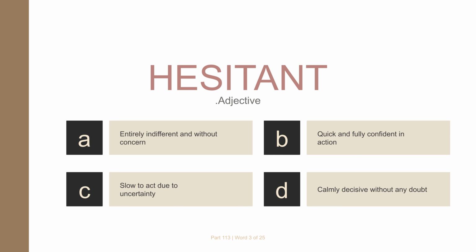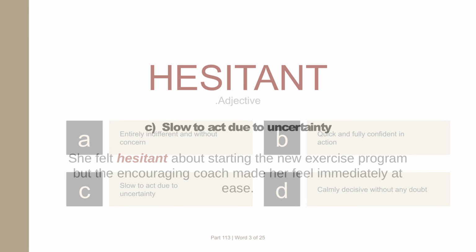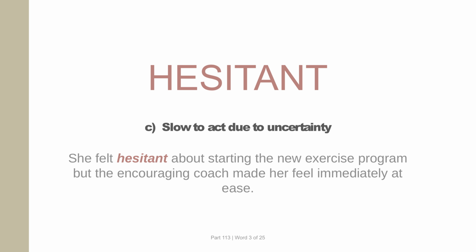Correct answer, option C. The correct meaning of hesitant is slow to act due to uncertainty. Example: she felt hesitant about starting the new exercise program, but the encouraging coach made her feel immediately at ease.